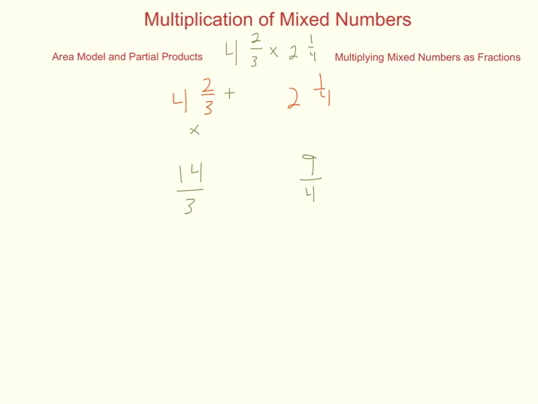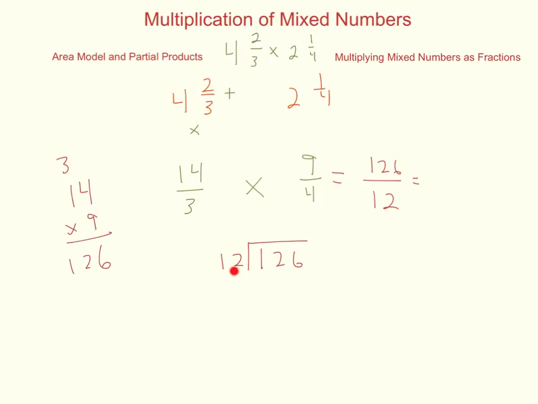Now, to multiply these together, we're going to take the numerator times the numerator and the denominator times the denominator. For this, 3 times 4 is 12. 14 times 9 is 126. So we have 126 twelfths. Now we could leave it as that, or we could turn it back into a mixed number. To do that, we're going to take 126 divided by 12.